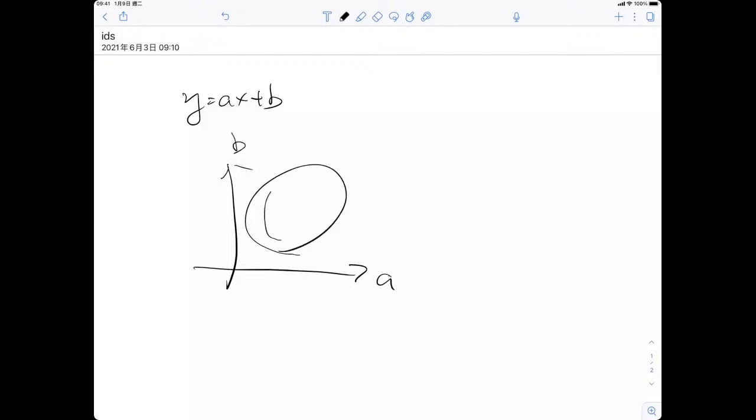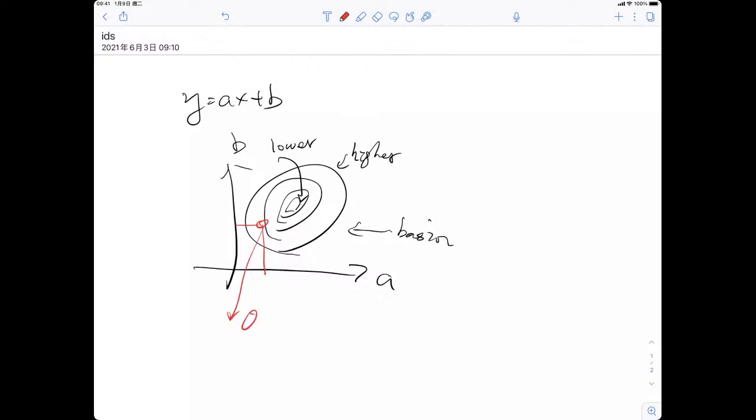Okay, so it is a basin. That is a basin, so that is a higher place and that is a lower place, right? Basically, at the first place, when we do gradient descent, we simply select a random value of a and b. Here theta is a and b, theta 0. t is theta, t is 0.